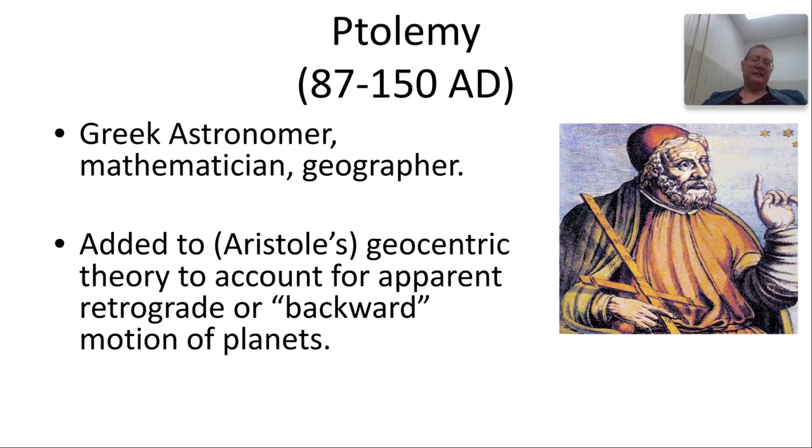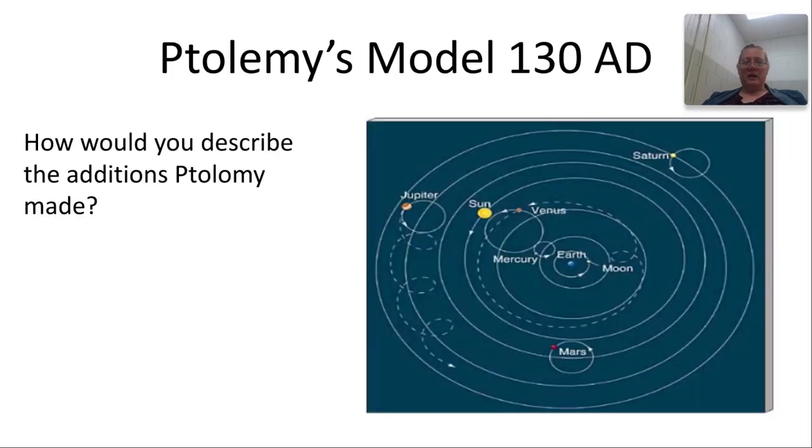So he studied the different planets and said, well, they're obviously not going in a perfect circle around our planet. So therefore, there must be this weird motion, and he called it the retrograde motion. And so he came up with a model that takes into account the fact that the planets don't always go in a circle around the Earth. But yet they thought it had to go in a circle around the Earth. Okay, so how would you describe Ptolemy's model?